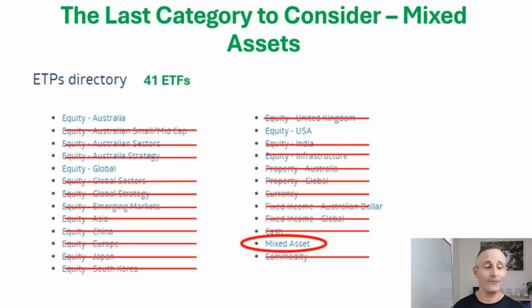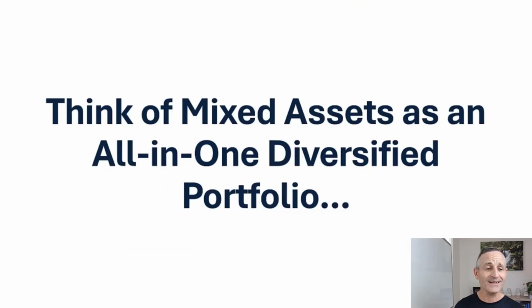And the last category we've got is the mixed assets. We've now looked at the Australian equities, the US equities, the global equities. The last one is mixed assets. And mixed assets is simply an all-in-one diversified portfolio where it's got a little bit of everything in it.